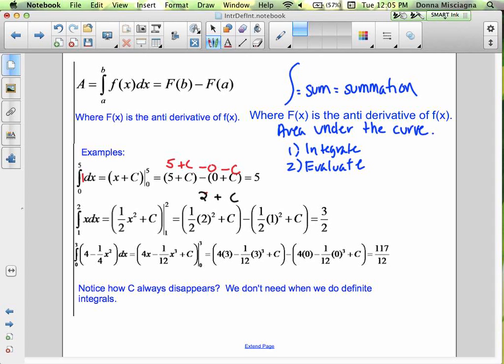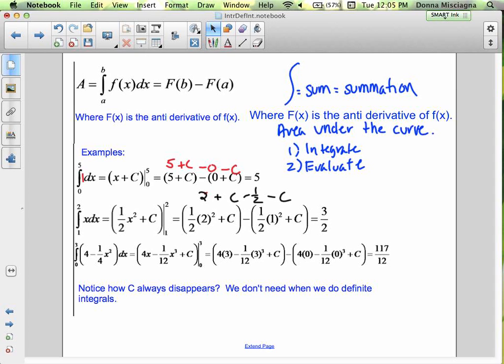1 squared, of course, is 1. Half of 1 is 1/2. So, and we'll distribute the negative, so that would be a minus 1/2 and a minus c. Right, so 2 minus 1/2 would be 3/2, and notice c minus c cancels out the c.